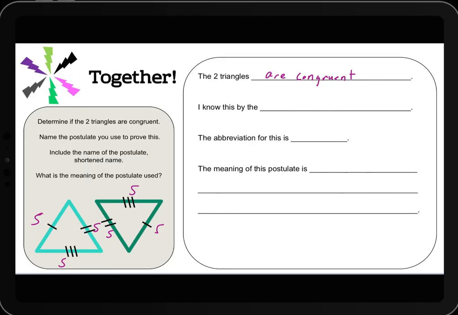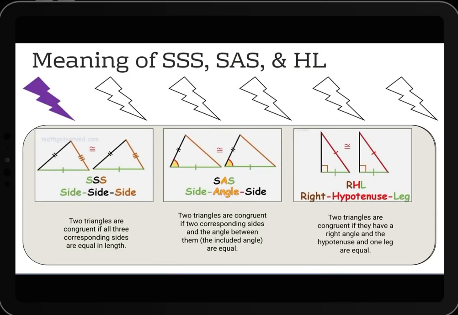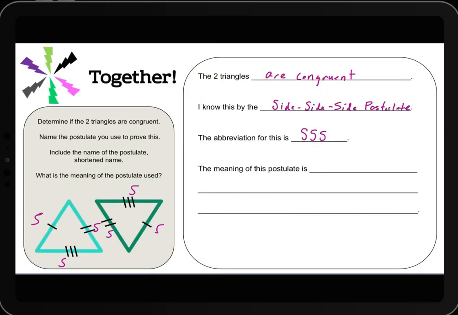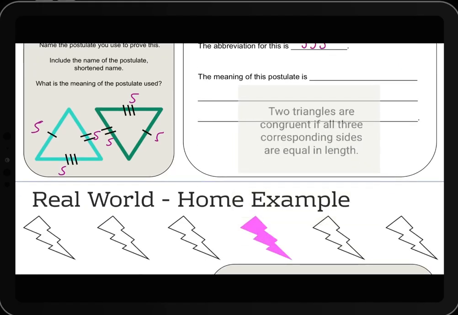Now, how do I know this? Because of the side, side, side postulate, okay? SSS. That's how I know. The abbreviation is in the name, really. Side, side, side. SSS. So once again, going to my slide that contains SSS, that would be this slide. I'm going to go ahead and use this as my justification, my meaning for my postulate. There we go. I'm going to set it right there.